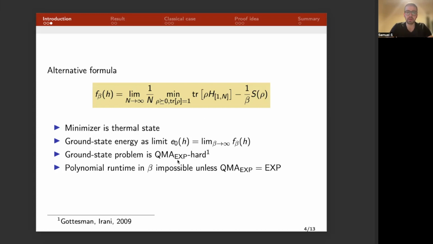And this actually means that when we look at algorithms to compute the free energy, whatever we do, these algorithms will not be expected to be efficient in beta, because if they were, you could just use them to compute the free energy for a high beta and thereby approximate the ground state energy. So we will not expect to be efficient in beta, as long as these two complexity classes, QMA-exp and EXP, are not the same. It is not possible to get a polynomial runtime in beta for free energy approximation.